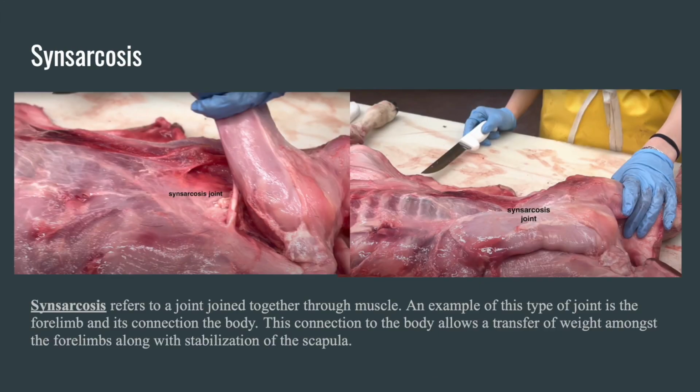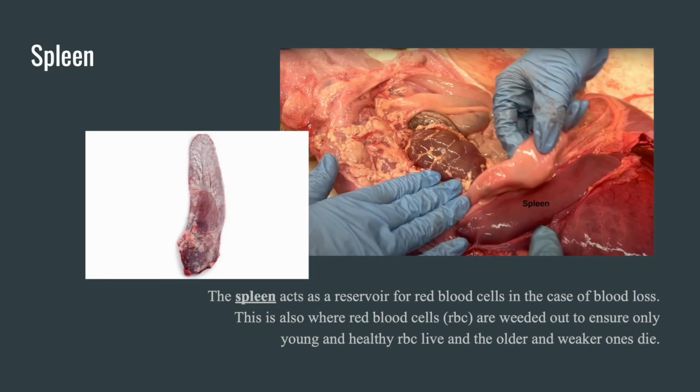Next, we have the synsarcosis, which refers to a joint joined together through muscle. An example of this is the joint of the forelimb and its connection to the body. This connection to the body allows transfer of weight amongst the forelimbs, along with stabilization of the scapula. Next, we have the spleen, which acts as a reservoir for red blood cells. In the case of blood loss, this is also where red blood cells are weeded out to ensure only the young and healthy survive and the older, weaker ones die.